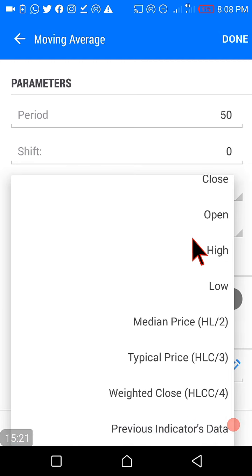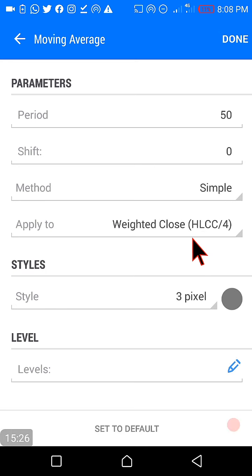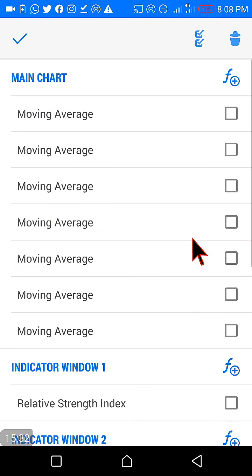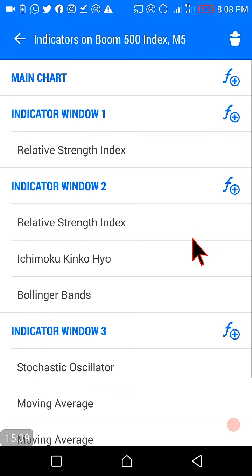You realize that it's saying previous indicator's data. What does this mean? Now I'm going to do something, and I want you to please follow. I'm going to delete all these moving averages so that you understand that last one.